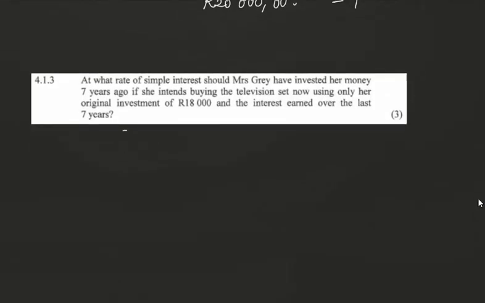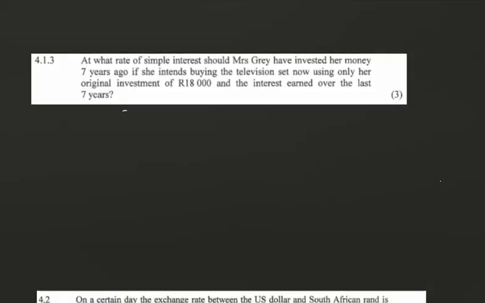So here it says 4.1.3. At what rate of simple interest should Mrs. Gray have invested her money 7 years ago if she intends buying the television set now using only her original investment of 18,000 and the interest that earned over the last 7 years? Okay, so let's read the question now with analysis.